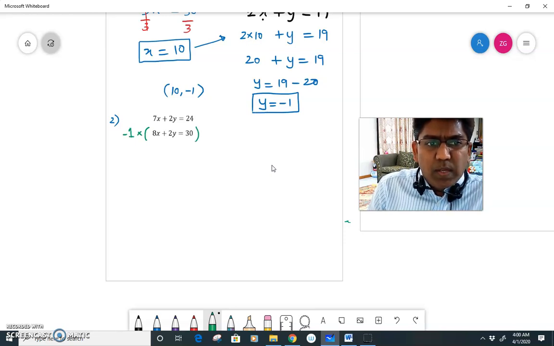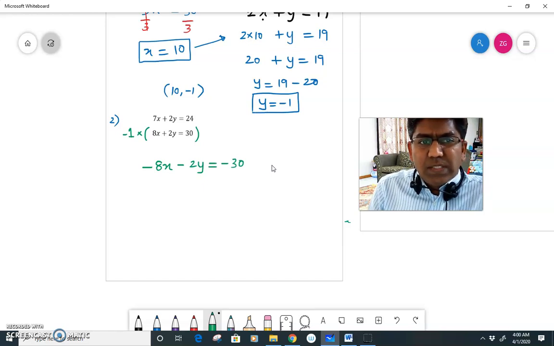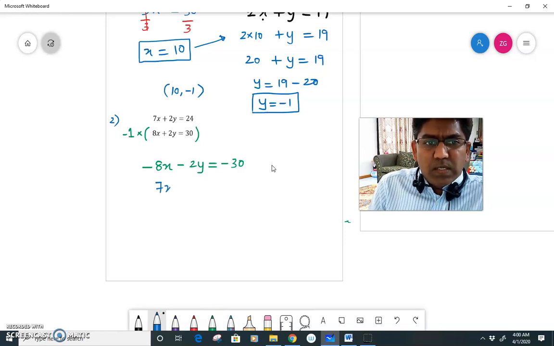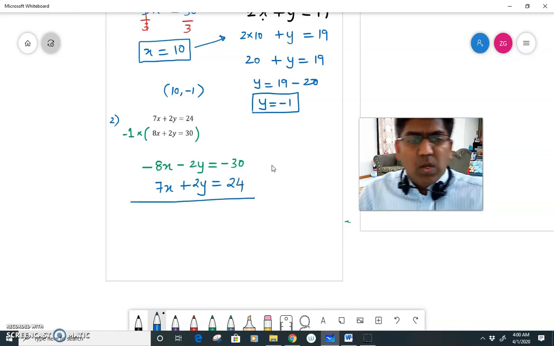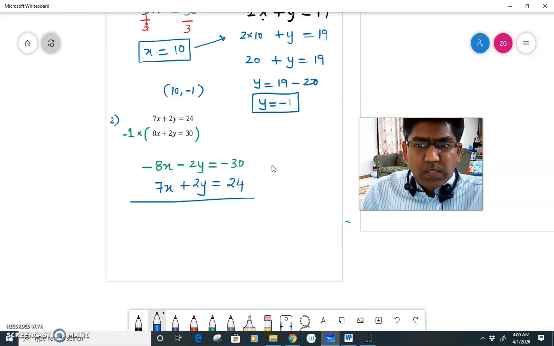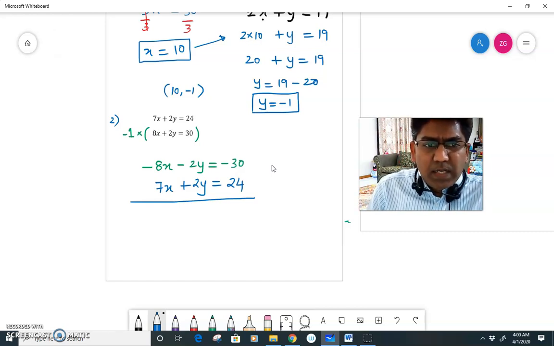So suppose I multiply the second equation by -1. So what do I get? -1 into 8x will give me -8x. -1 into -2 will give me -2y. And -1 into 30 will give me -30. Or simply, what you have to do is just change the sign of each term. Okay. Now copy down the first equation. The first equation was 7x plus 2y equals 24. So now we have a situation where the coefficients are opposite. So we simply add and it will get cancelled.